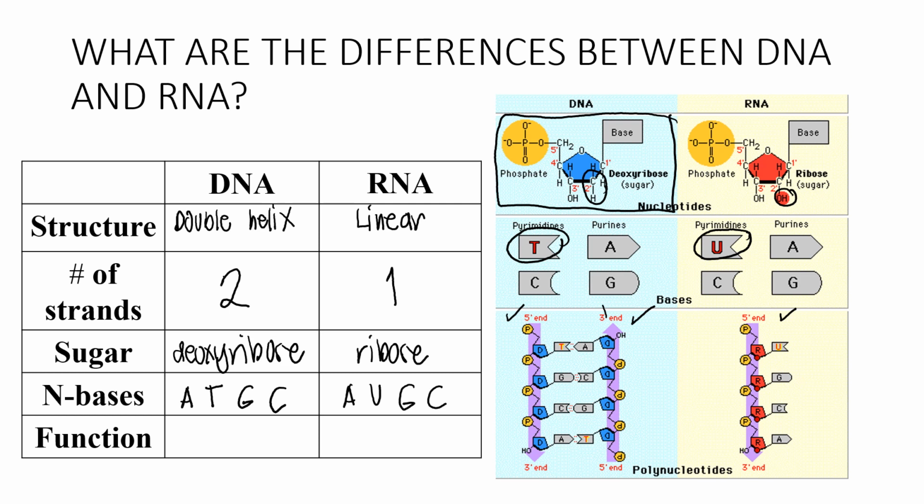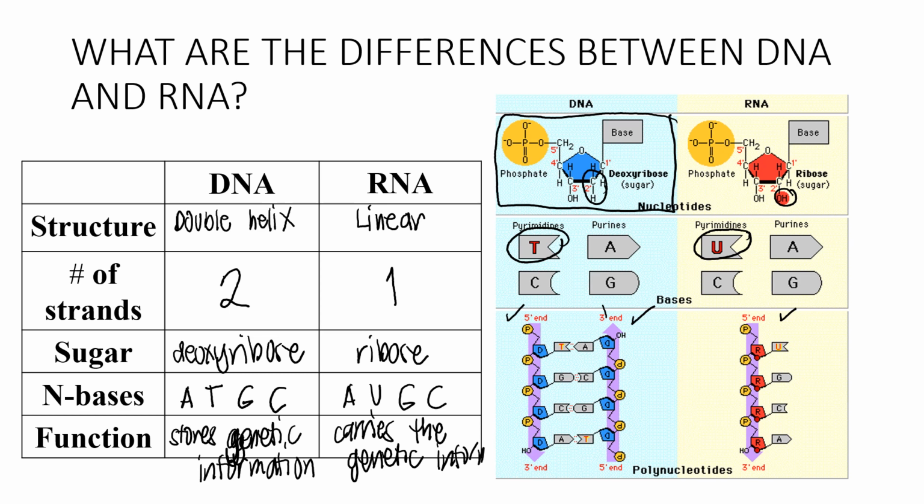As for the function, DNA stores genetic information, and RNA here carries the genetic information and codes for protein synthesis.